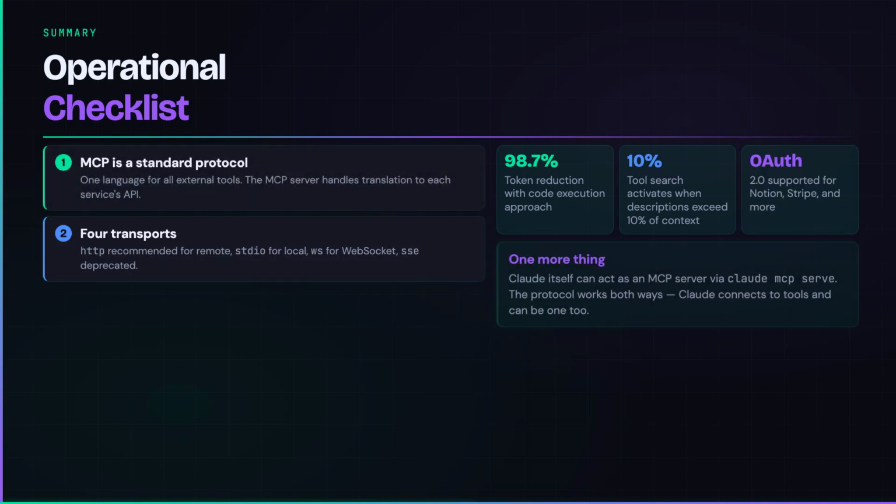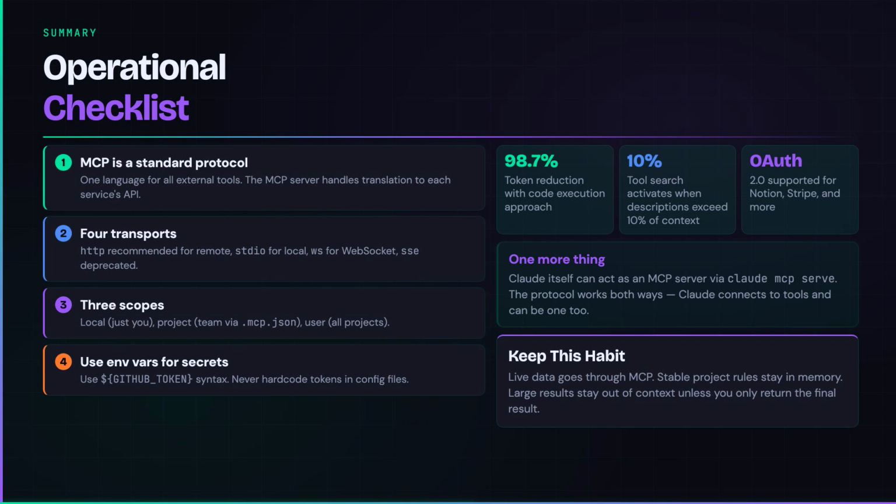Second, pick transport by deployment shape. Use HTTP for remote servers, stdio for local tools, WS for persistent connections, and avoid new SSE work. Third, choose scope deliberately. Local is just you, project is shared through .mcp.json, and user scope follows you across projects.